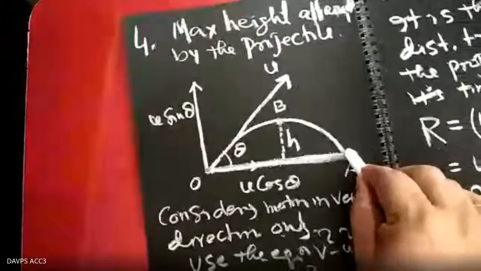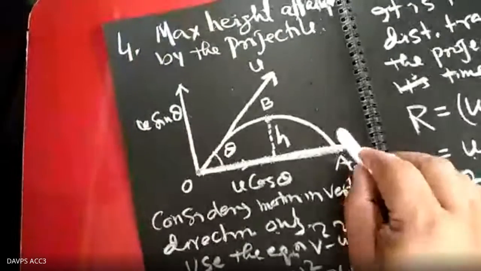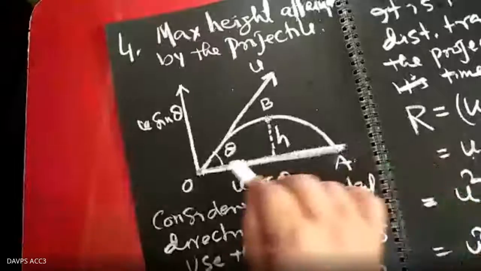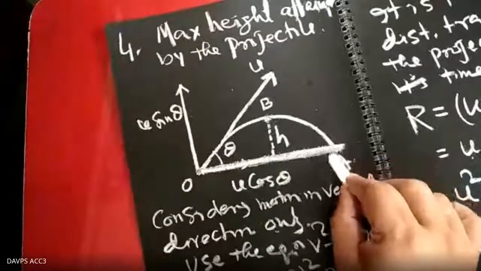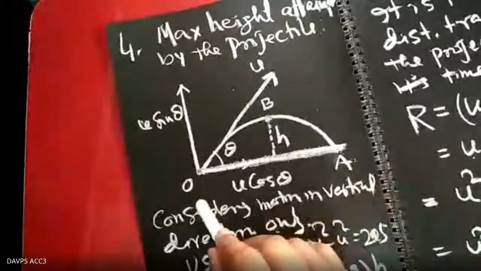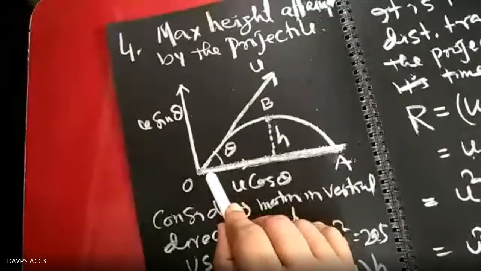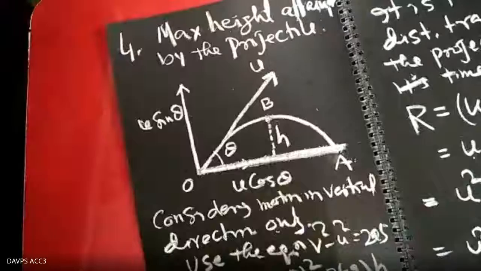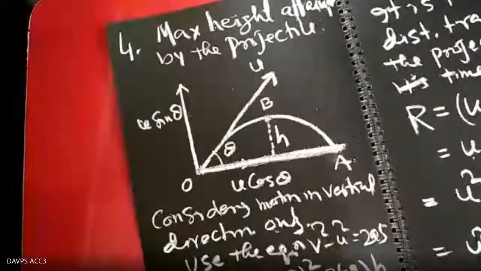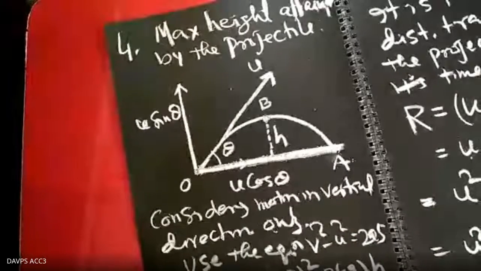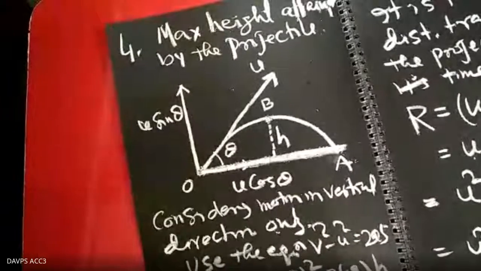The athlete who throws the horizontal range maximum will be the winner, because the teacher concerned will be measuring the distance from O to A by a tape, and that length O to A is called the horizontal range traveled by the projectile. The horizontal range traveled by the javelin.